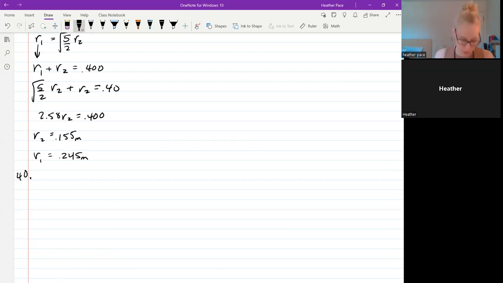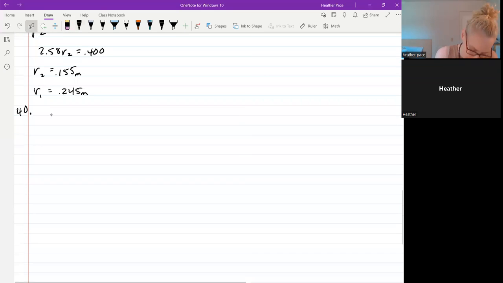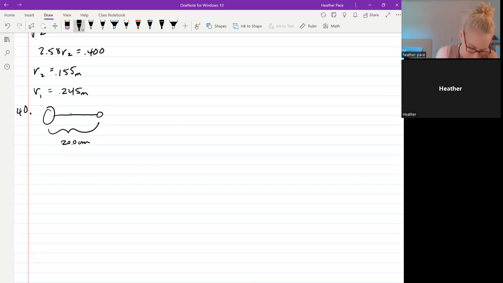Okay, so let's again draw a diagram. Here, we are given that this is 20 centimeters. We are given M1, no, we're not given M1. We're given the net force between the two equals a tiny little number times 10 to the negative 8 newtons. We are given that the addition of M1 plus M2 equals 5.